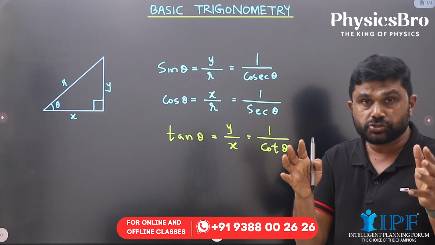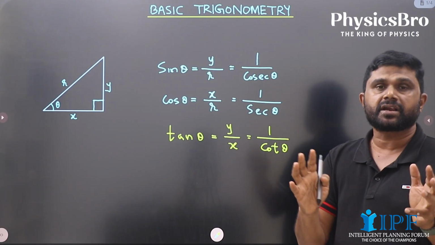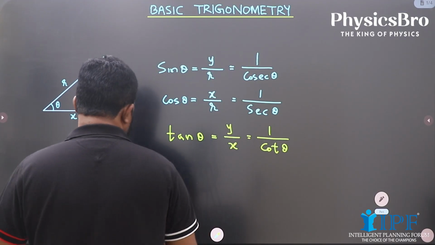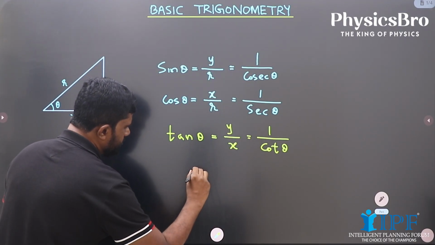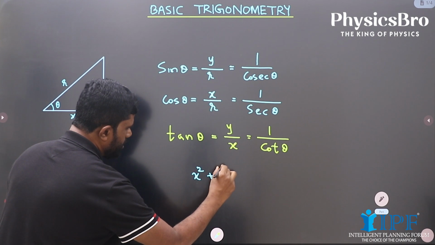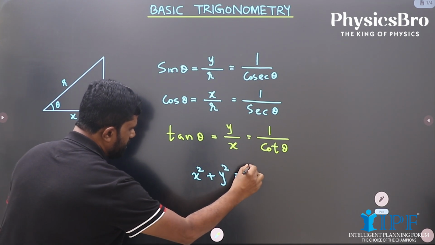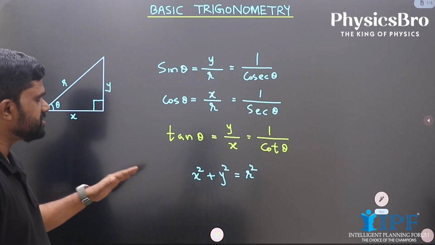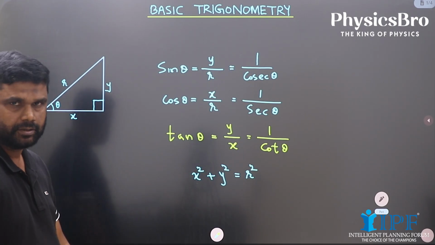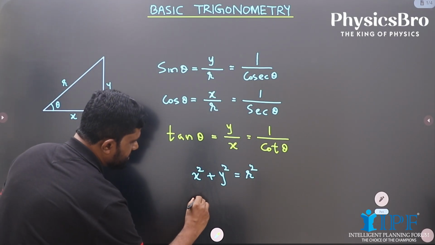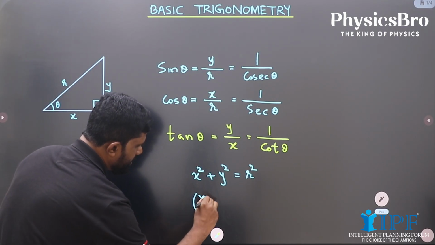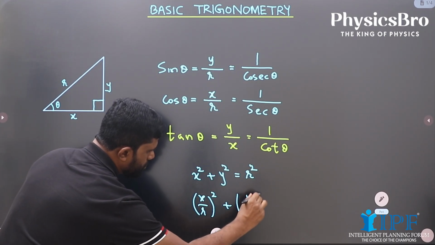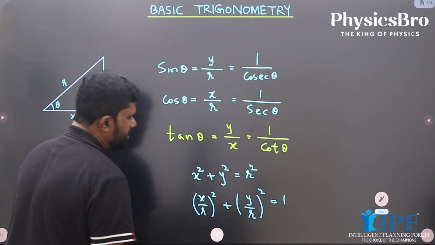Now, the most important property in a right triangle is the Pythagoras theorem. What is Pythagoras theorem? Here we have x square plus y square equal to r square. That is the mathematical form of the Pythagoras theorem. Now, let's divide this equation throughout by r square. So here we will get x by r whole square plus y by r whole square equal to r square over r square, that is 1.